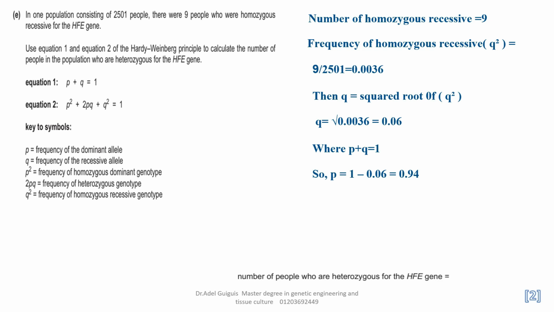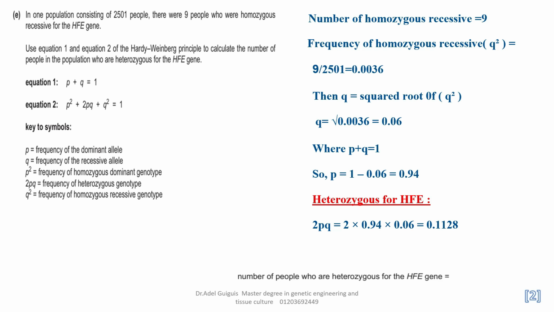What about heterozygous individuals? They are represented by 2PQ, I mean 2 times H capital times H small. Here, look, heterozygous for HFE, 2PQ equals 2 times the value of P times the value of Q, which equals 0.1128. This is the value as a frequency, the frequency of alleles in the gene pool of heterozygous individuals in this population that is formed from 2501.